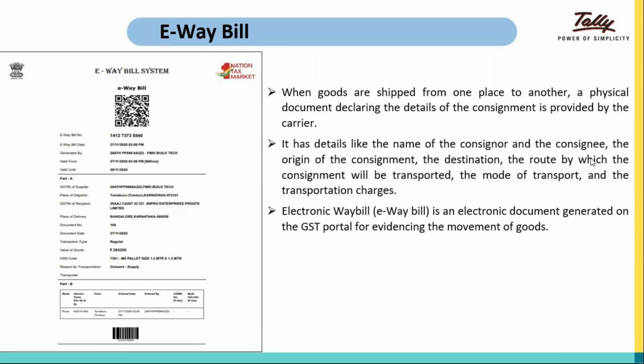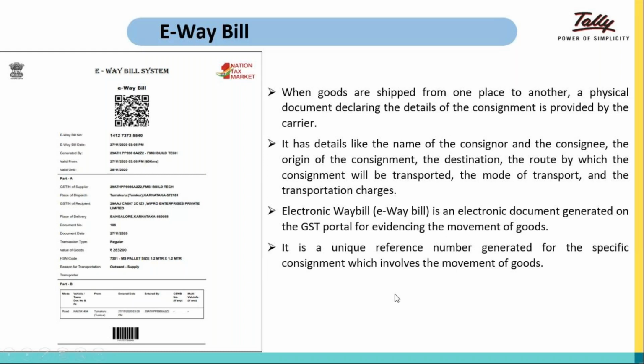Okay, so electronic waybill, that is your e-waybill, is an electronic document generated on the GST portal. We have to generate this e-waybill through our GST portal for evidencing or authenticating the movement of goods. It is a unique reference number generated for the specific consignment which involves the movement of goods. So when you generate your e-way bill, you will have a unique reference number which will be used to verify the movement of goods.